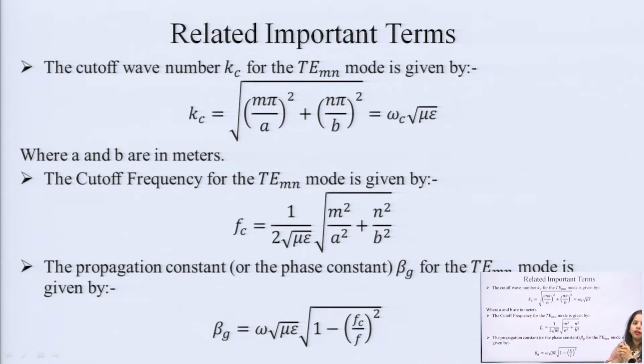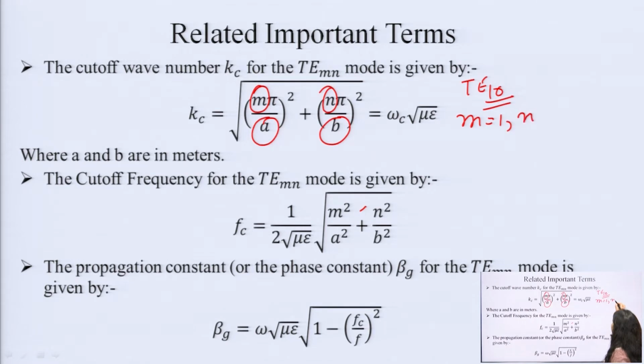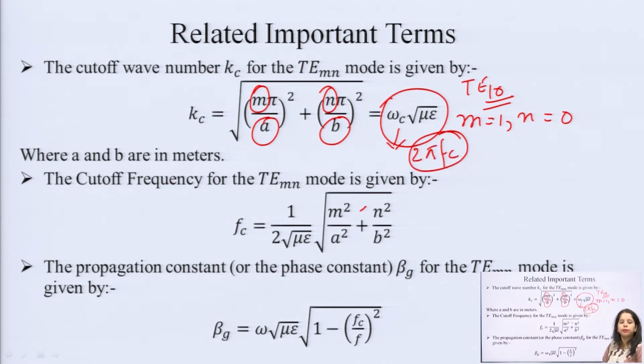So, for calculating the wave number, what important thing do we have to know? We have to know the dimensions of the waveguide and the number of half wavelengths in the x direction and the y direction. For example, if the TE mode available with us is TE10, in that case m is equal to 1 and n is equal to 0. We can also have the cutoff wave number in this term, where omega c is our cutoff frequency 2 pi fc and under root mu epsilon.